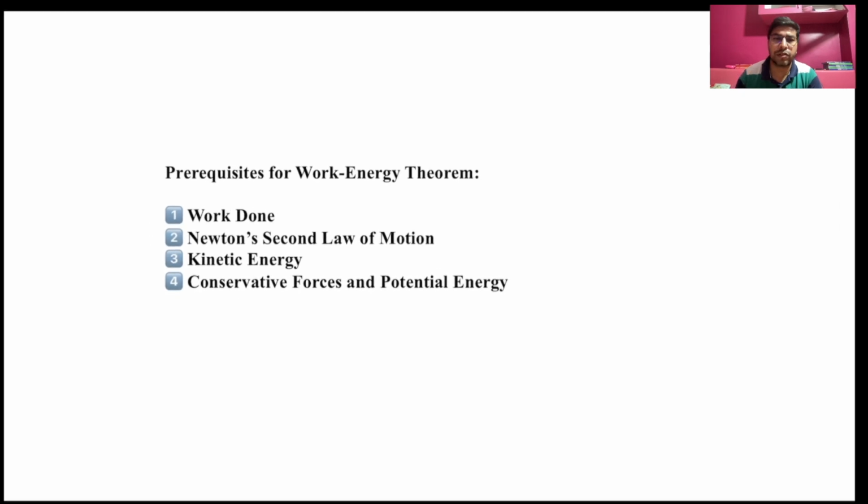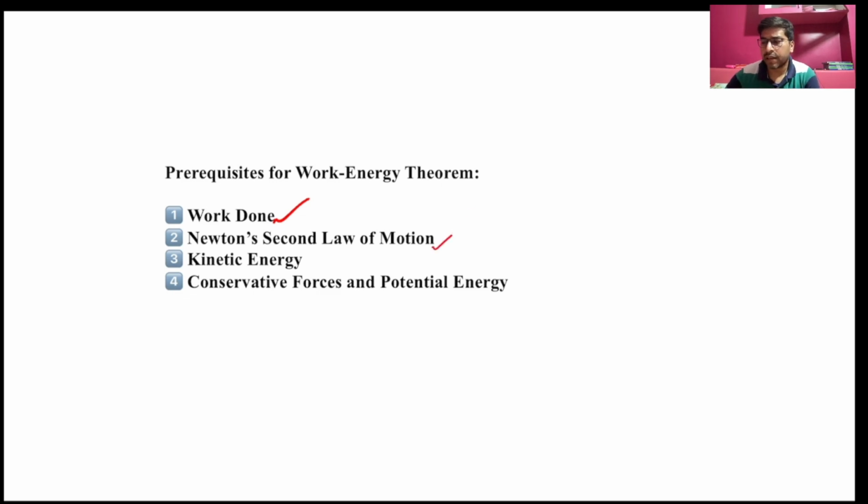Prerequisite of work energy theorem: you have to understand basic principle and basic theory of work done, when we can say work has been done. Okay, and also we have to understand when the work done is positive. When the angle between displacement and force is between 0 to 90 degree, the work done will be positive. At 90 degree, work done will be 0, and in between 90 degree to 180 degree, work done will be negative.